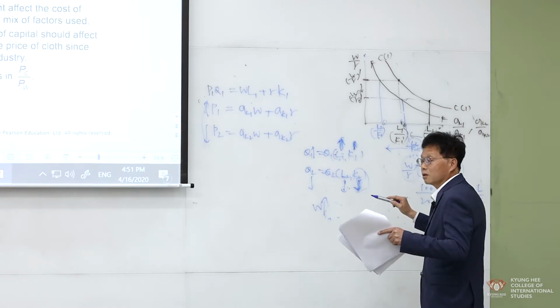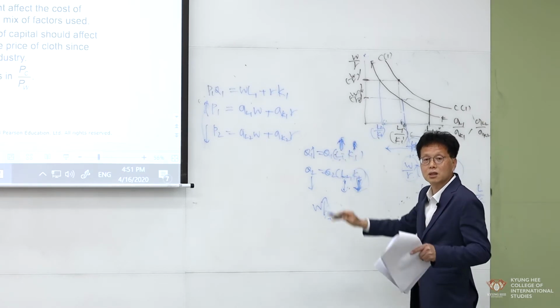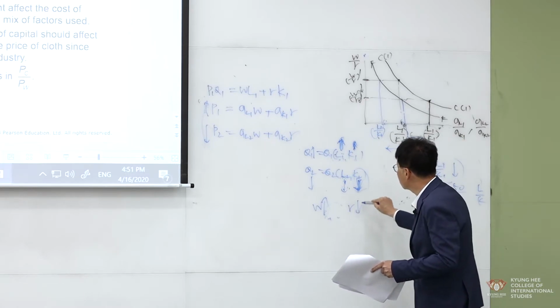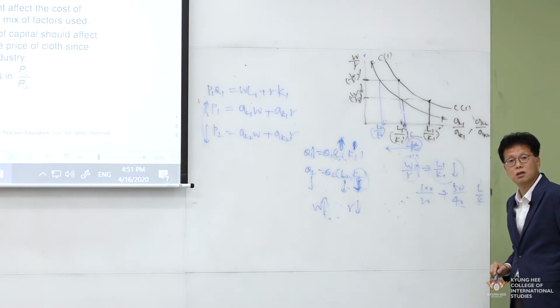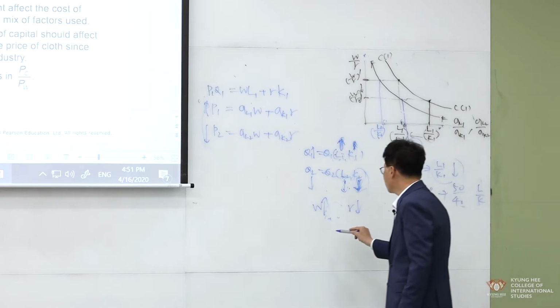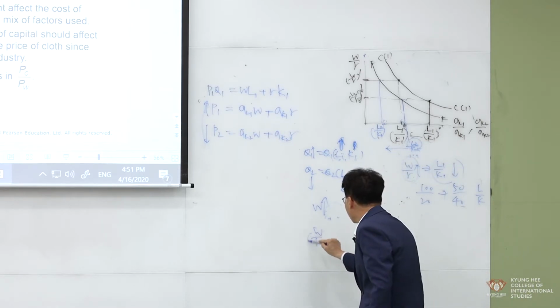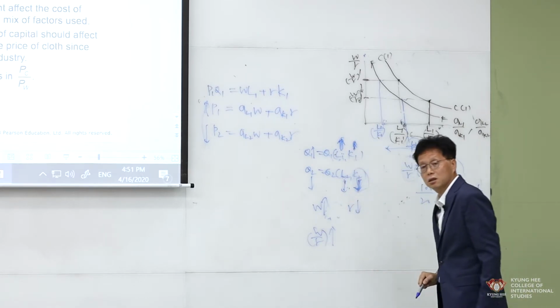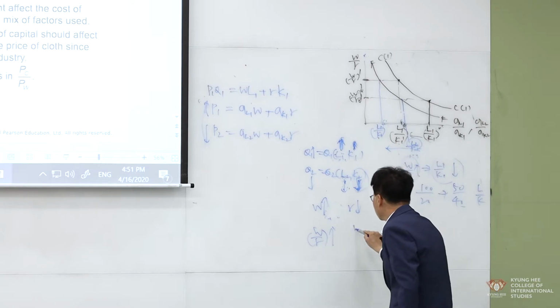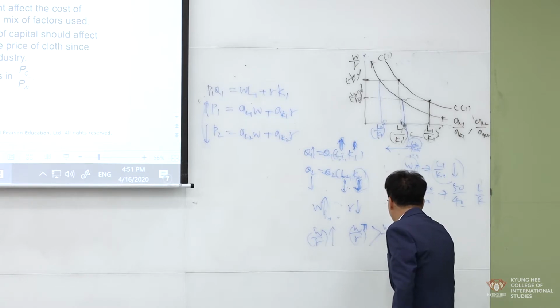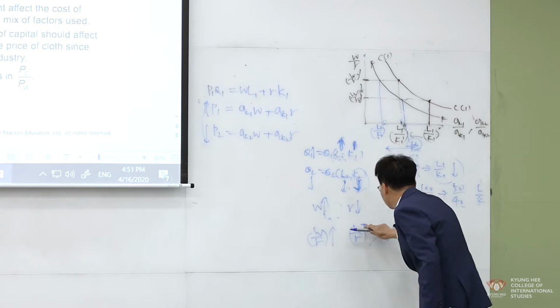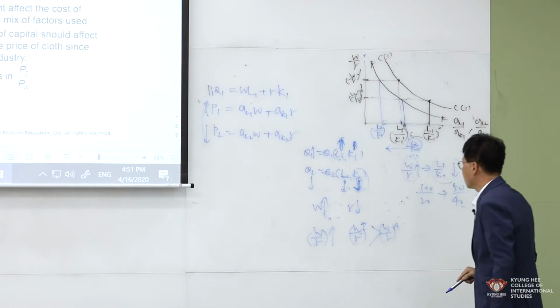Okay? So if supply is the same and demand decreases, then the rental rate should decrease. We can see, simply talking, W over R increases after trade. In other words, W over R in trade is greater than W over R in autarky. This kind of thing happens.